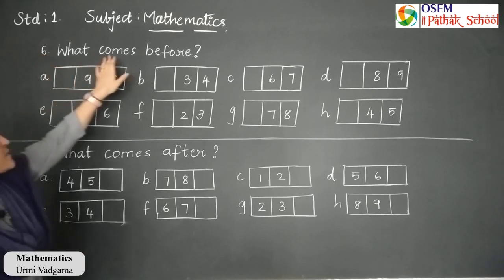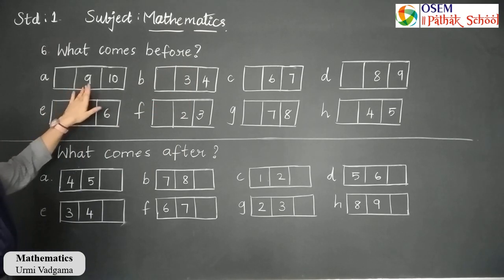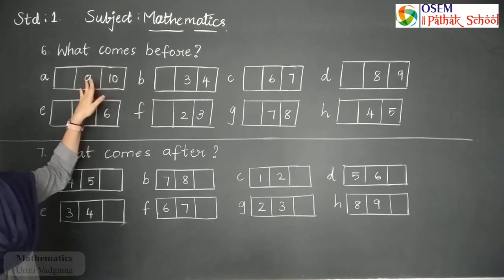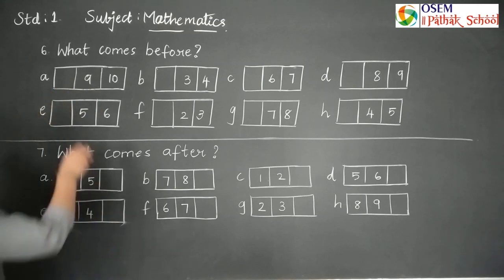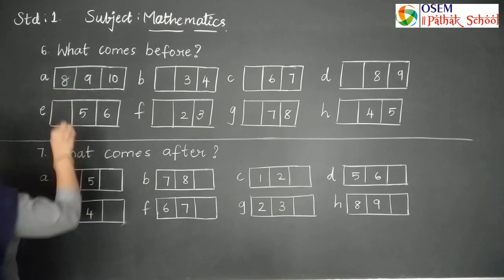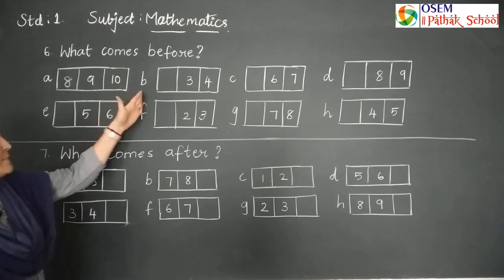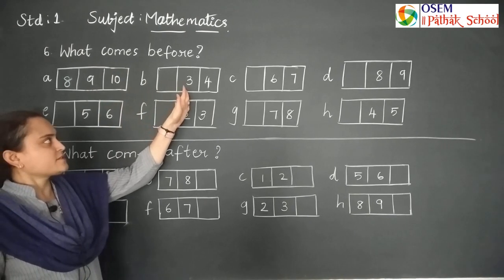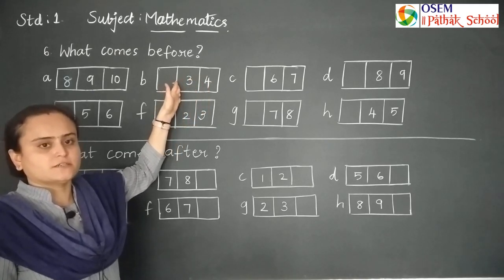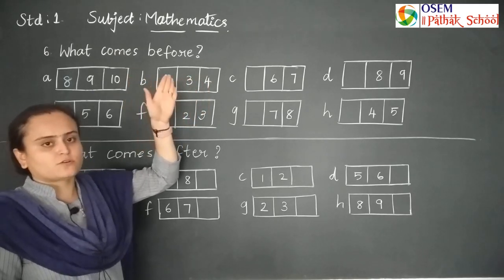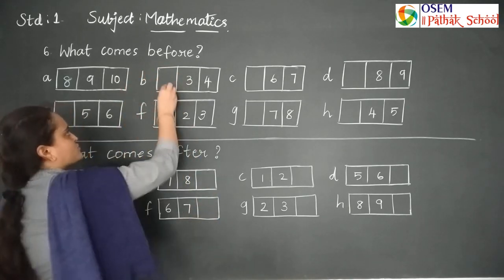Now question 6, what comes before? Here the given numbers are first one 9 and 10. Then before 9, which number will come here? Before 9 it will come 8. So you have to write 8. Okay, then B. Here is given 3 and 4. Before 3, which number will come here? Before 3, 0, 1, 2, 3. So it will come 2.